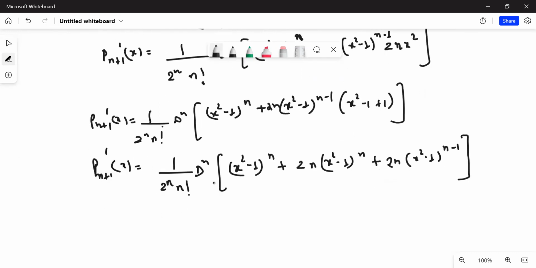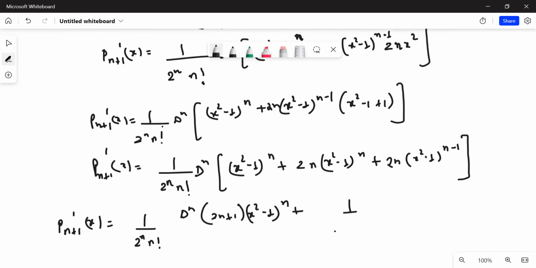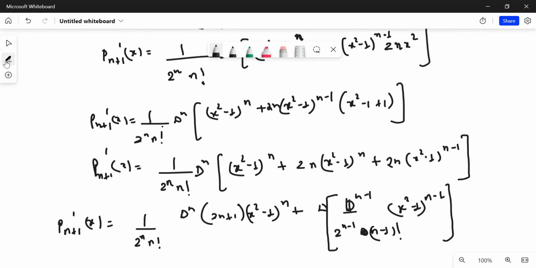And if this 2n is again divided here, this will be P_{n+1} dash, and it will be equivalent to writing 1 upon 2 to the power n, n factorial, d^n, and then 2n plus 1, and then x square minus 1 to the power n, and 1 upon 2 to the power n minus 1, n minus 1 factorial, because this will get divided. And you can write d^(n-1), and you can take a d common out from here. And here you have x square minus 1 to the power. Okay, so this is how it is.